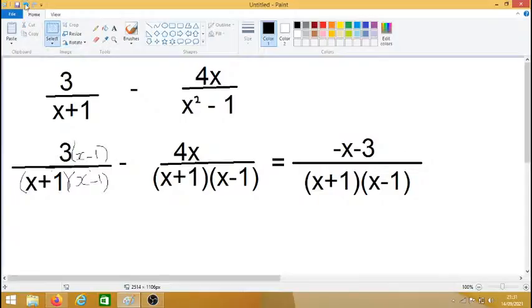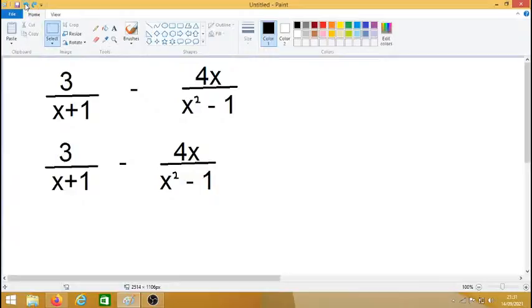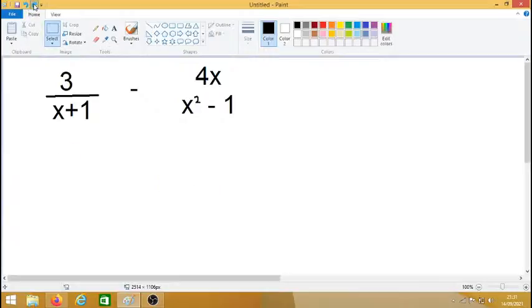So let's just see if anyone followed that. So this is the question. We need to subtract the two fractions. What did we do first? Have a think. Write down in the chat window what you think.